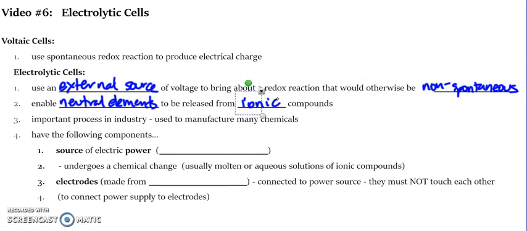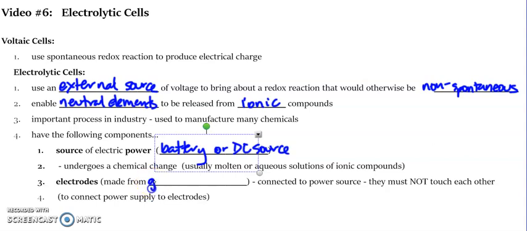The source of the electric power is going to be some sort of battery or DC source. It has to undergo a chemical change. Usually you're going to have molten or aqueous solutions of ionic compounds. There have to be electrodes made of either graphite or metal, and they have to be connected to the power source. They must not touch each other. And then you have to connect your power supply to your electrodes. You have to have your electrical wires.